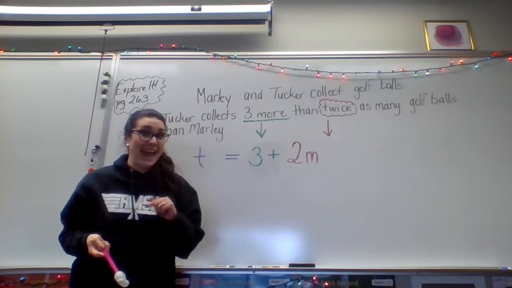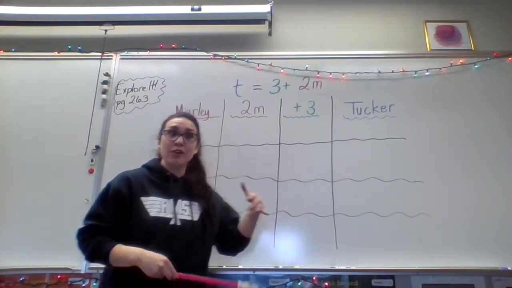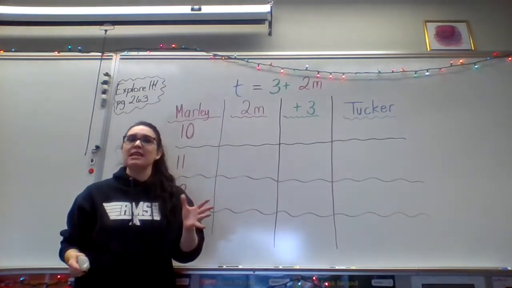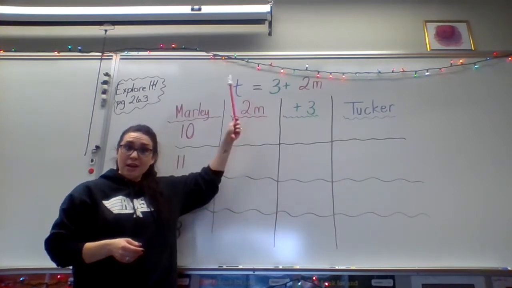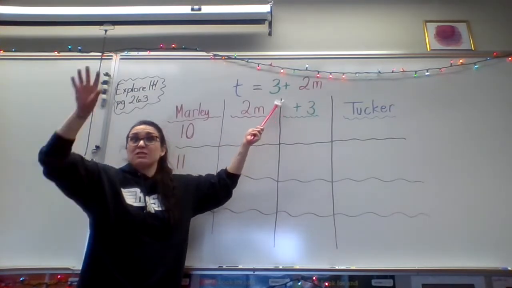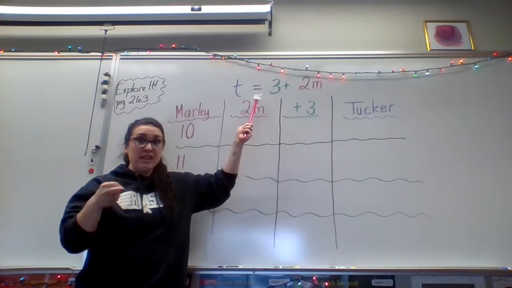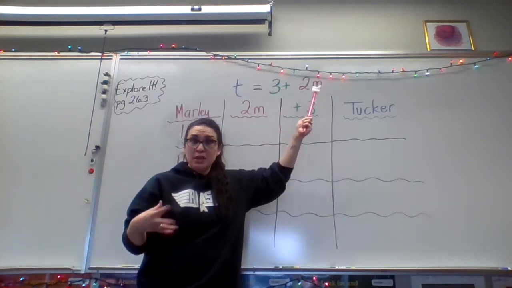Now let's look at part A. All right, my friends, so now in part A, it's asking us to use a table like so to see this relationship and see these patterns in action. So let me explain what I've done. Now up here, this is our handy dandy little algebraic expression, my friends, that represented that entire story, right? That Tucker's golf balls was equal or equivalent or the same as 3 more than twice Marley's amount, right?